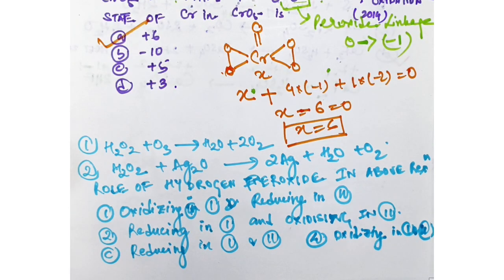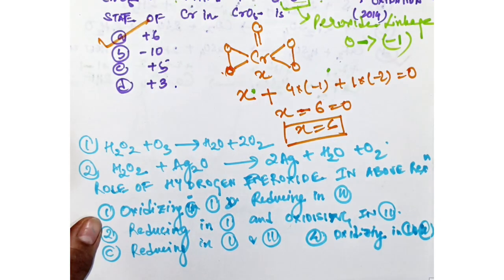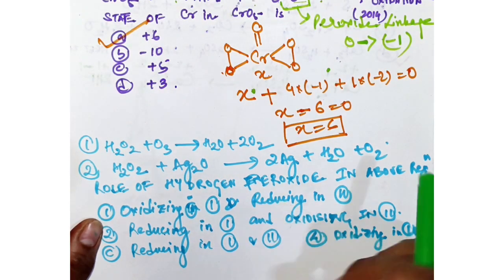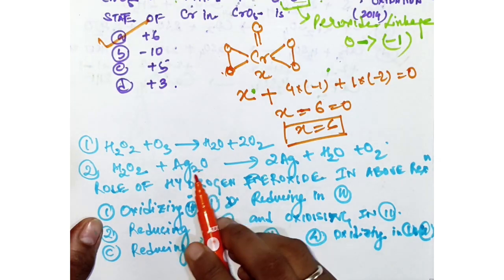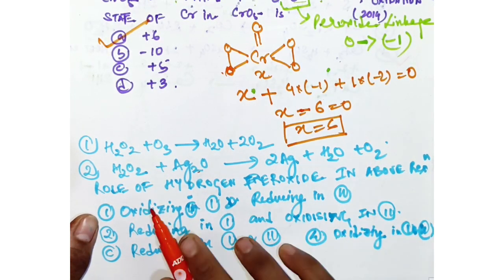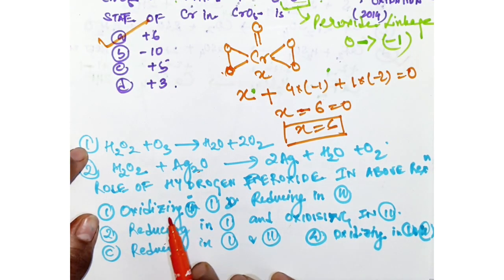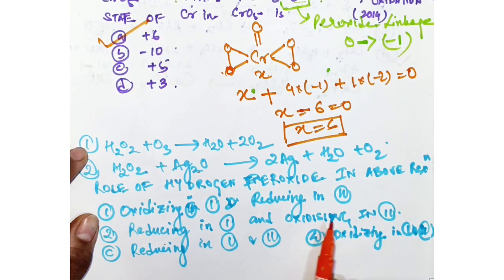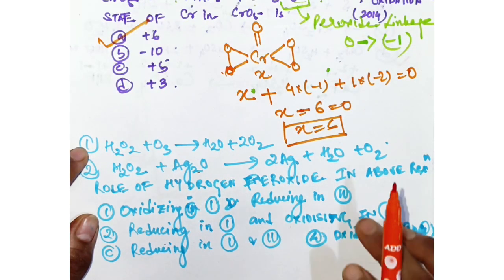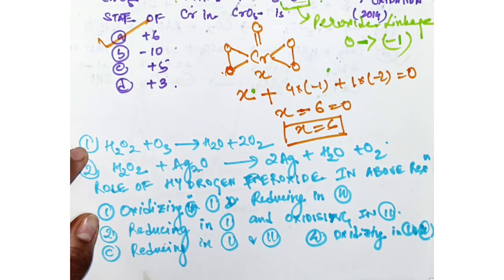So today's last question, and not the least. H2O2 plus O3 gives H2O and 2 O2, and H2O2 plus silver oxide Ag2O gives 2 Ag plus H2O plus O2. You have to find the role of peroxide in both equations. Is it oxidizing in one and reducing in two, or reducing in one and oxidizing in two? So how will you find? You will have to find the oxidation numbers, so you have to write the oxidation numbers again.